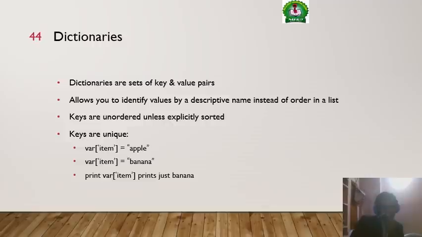Keys are ordered and not explicitly stored. Keys are unique. So variable item is equal to apple, and variable item is equal to banana. Variable item is equal to just banana.